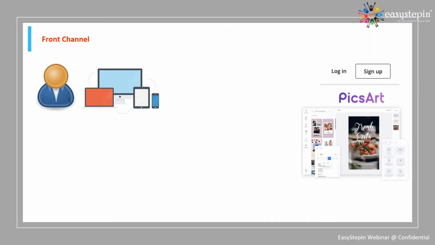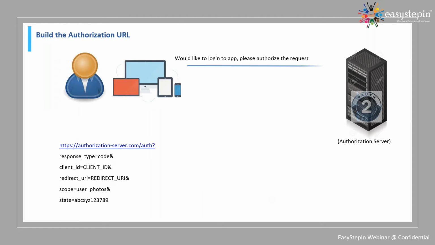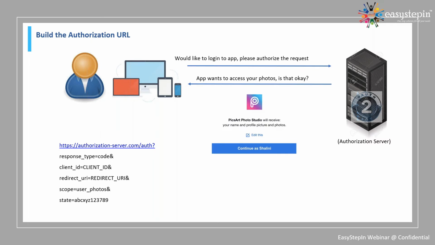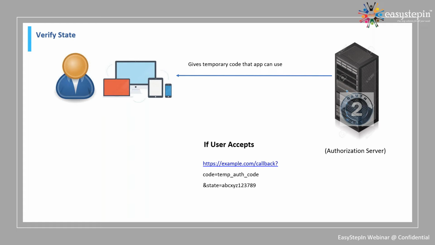So in the front channel, consider taking an example of PixArt. So again, you would like to log into the app. So the app asks you to authorize with any of these authorization servers. So when you click on login with Facebook, a request is sent to the Facebook authorization server, and it will then ask you that PixArt will receive the name and profile picture. When you click on continue here, the authorization server returns a temporary code to you. Okay, a temporary code is returned here. And if you reject, you get an access denied error.